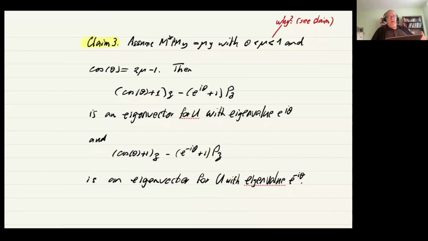Okay, and we define theta by satisfying the equation cos theta equals 2 mu minus 1. We'll come back to that. Then the claim is that this vector is an eigenvector for U with eigenvalue e to the i theta, and this vector is an eigenvector for U with eigenvalue e to the minus i theta. Okay, so basically what we're doing is we're getting the eigenvalues of U from the eigenvalues of this guy. Now, U is number of arcs by number of arcs, where this is just number of vertices by number of vertices. So this is a smaller matrix. Okay, and more than that, we're actually getting the eigenvectors.